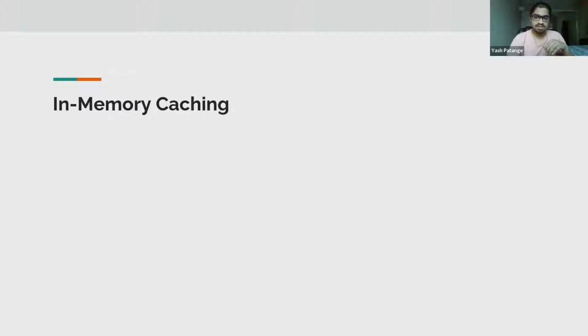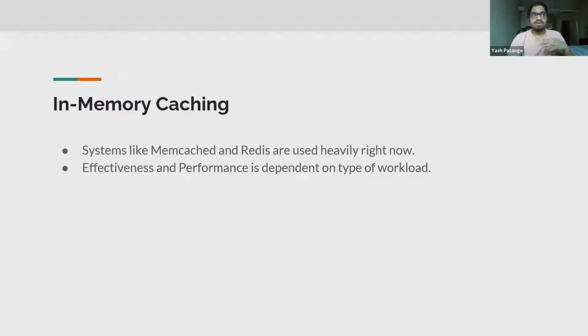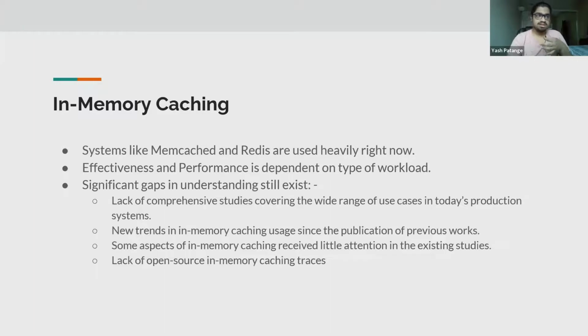In-memory caching. In-memory caching has been picked up a lot in the last couple of years. There are systems like Memcached and Redis, which are used heavily right now. But the effectiveness and performance of in-memory caching is highly dependent on the type of workload that you're using. And even though this has been widely used in the industry, there are still some significant gaps in understanding.